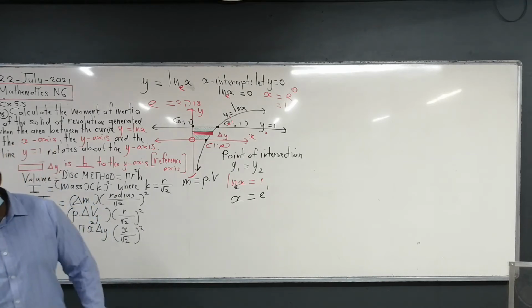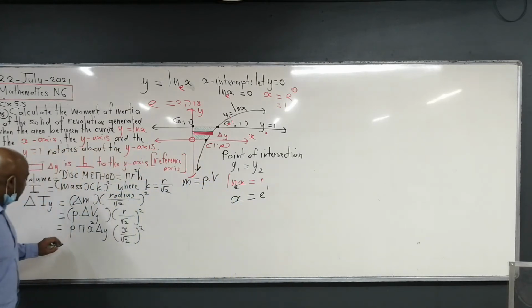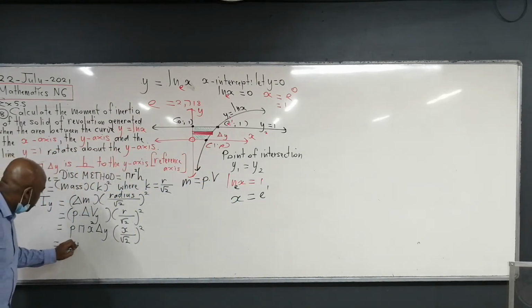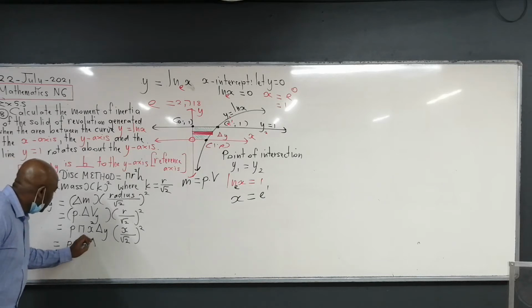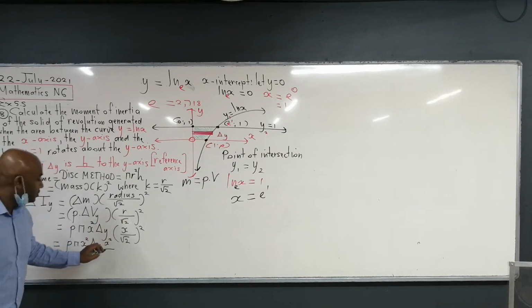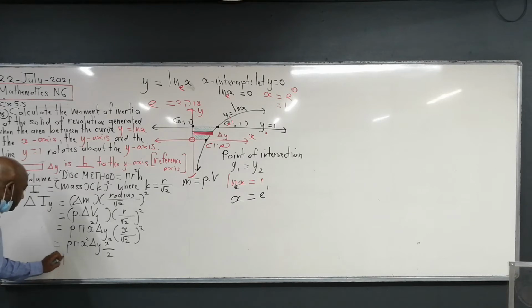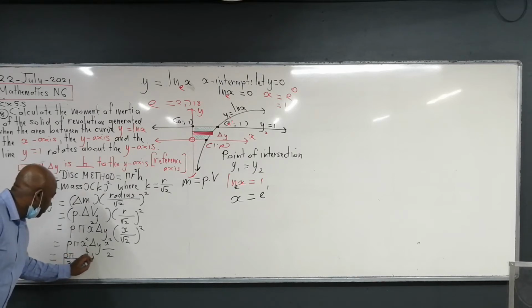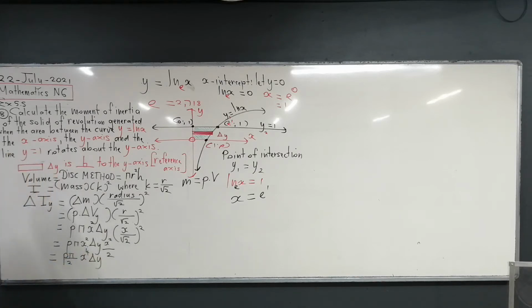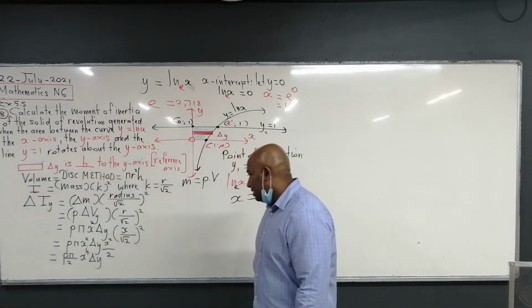Now, let's simplify this. We can square it. So that's going to be p pi x squared delta y, and that's going to be x squared. Square root 2 squared is 2. Now, we end up with p pi over 2, and x squared times x squared will be x to the power 4 delta y. And that is the formula.